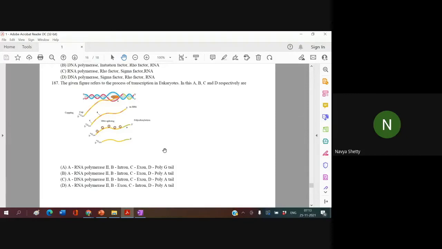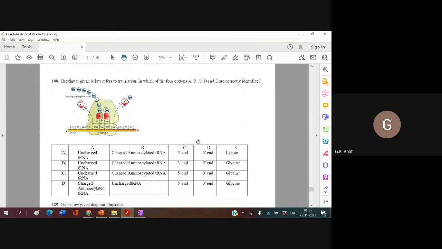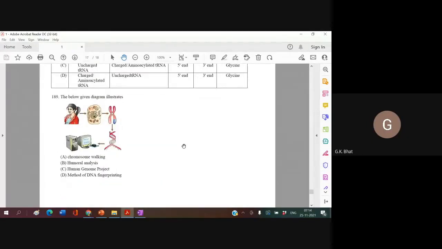D, dog, or B, bat? B, bat. 188. C. C, 189. C.